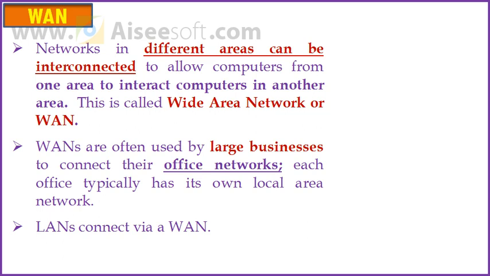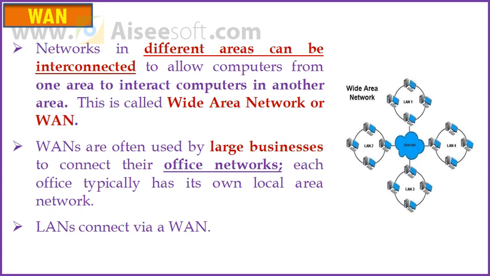A LAN connects via a WAN. The LAN is the local area network, connected to a wide area network. This is the picture of the wide area network: LAN 1, LAN 2, LAN 3, then LAN 4. We have to connect building to building. This is called the wide area network.